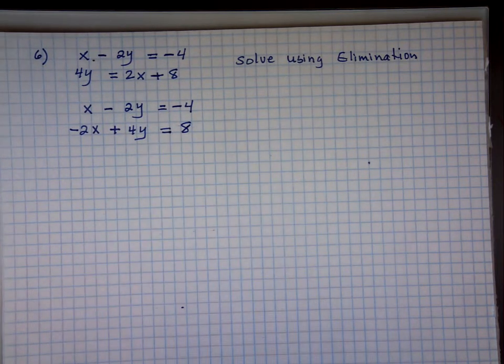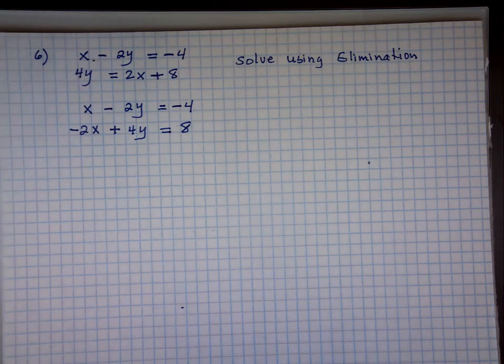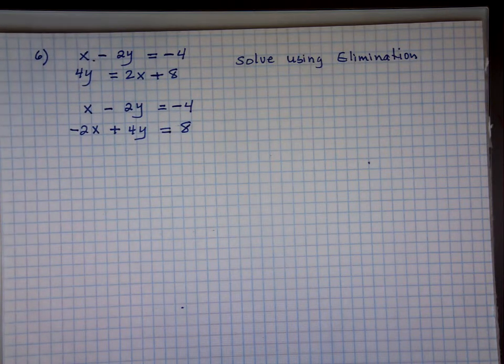Now, it's called elimination method. Why? Because when you add them, what is supposed to happen? Disappear. One of the variables is supposed to disappear. Eliminate. Gone. Poof. Well, if I add them, x is not going to disappear. If I add them, y is not going to disappear.